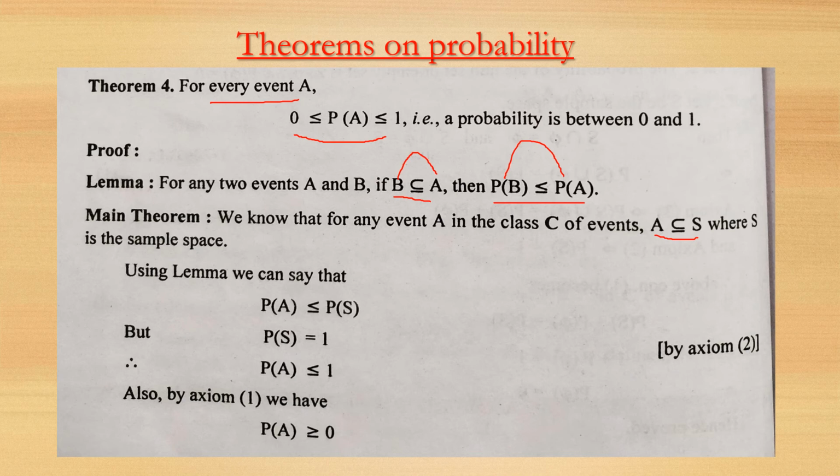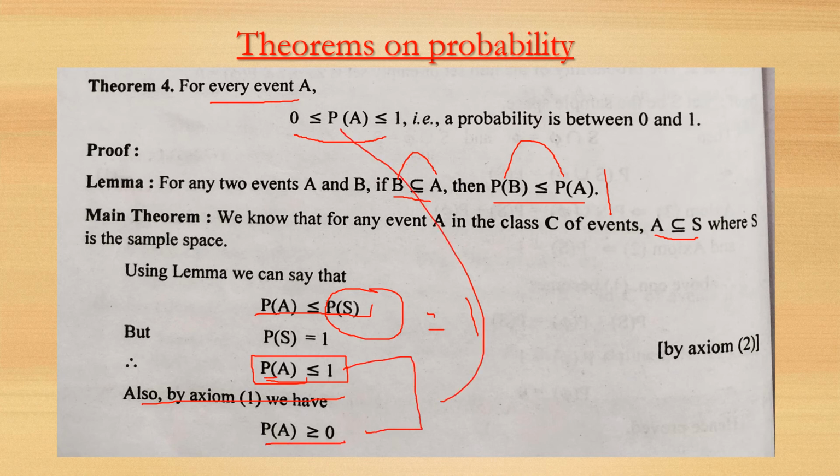A is a subset. So P(A) is always less than or equal to P(S) using this one. Since we know that the probability of the sample space is 1, P(A) is less than or equal to 1, because we have used the value equal to 1. And we also know that the probability of any event P(A) is always greater than or equal to 0. So combining these two statements, we have proved this one.